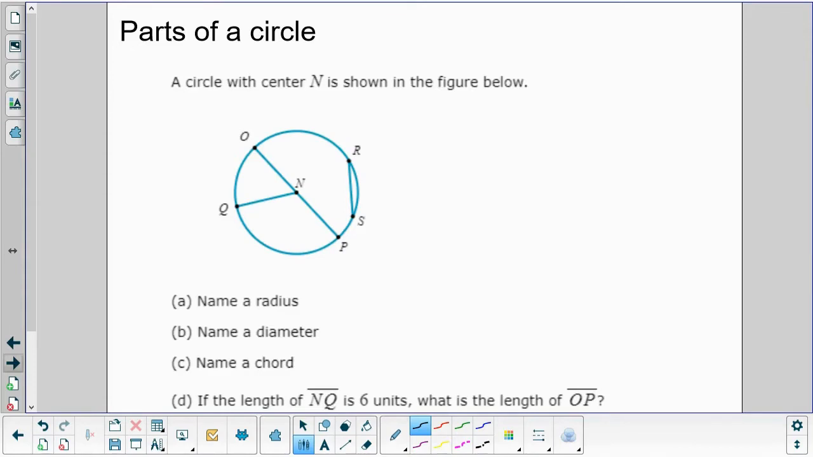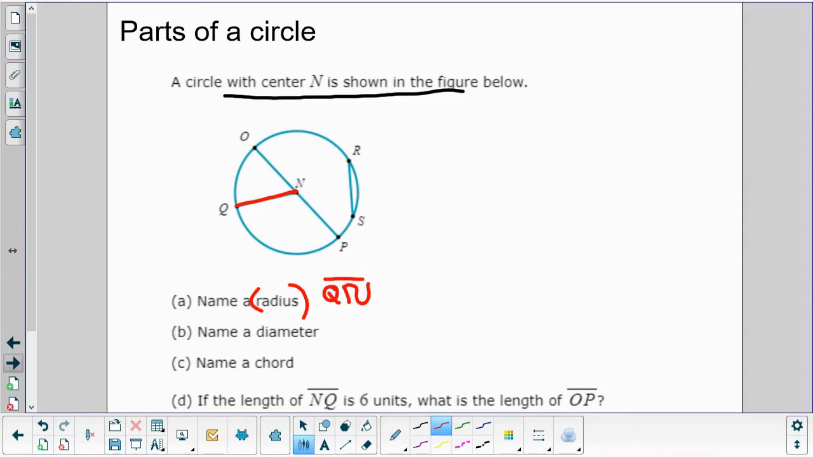Okay, now a circle with center N is shown in the figure below. So they want us to name a radius. To name a radius, you're basically going to write down the two letters of that little line segment that shows both sides of our radius. So QN is our radius.